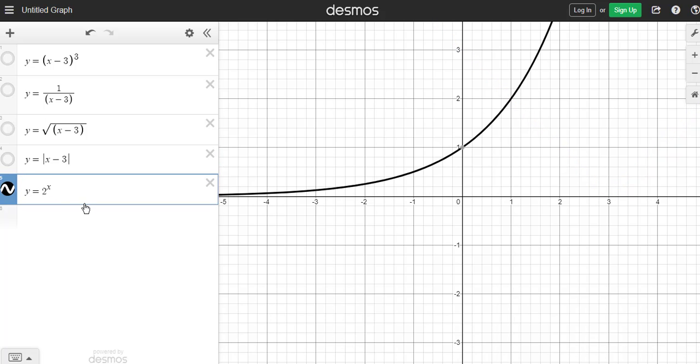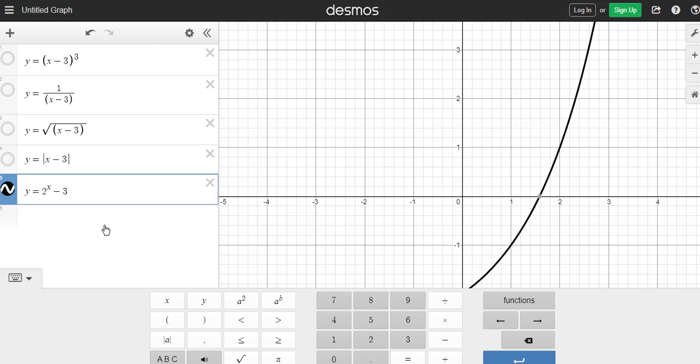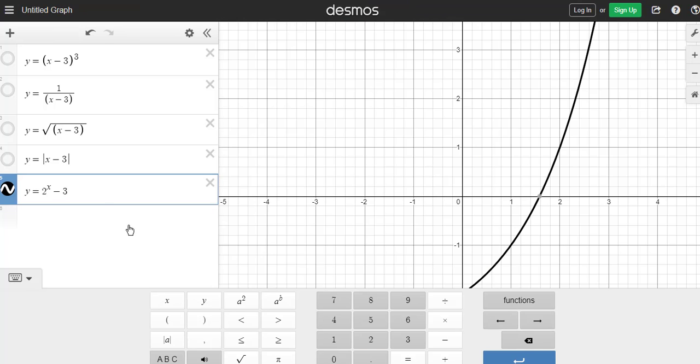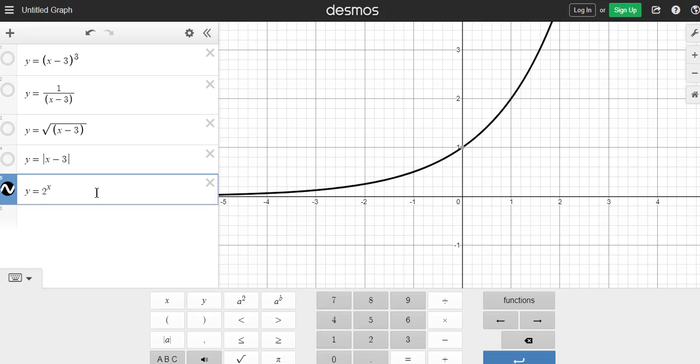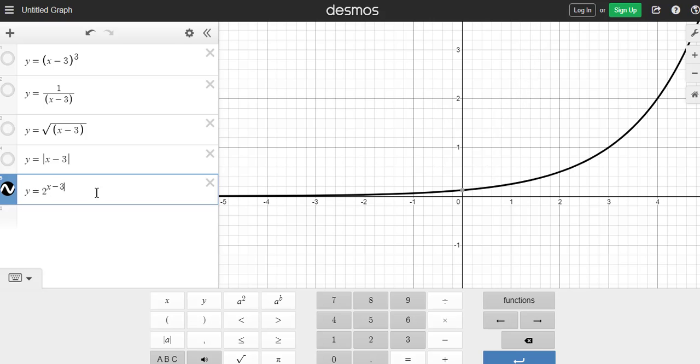Here's our exponential. Do you think we can move that one to the right? Wonder what happens if we put a minus. Whoops. Oh no, oh no. Don't want all that. No coding for today. Did that one take the whole thing and shift it to the right?